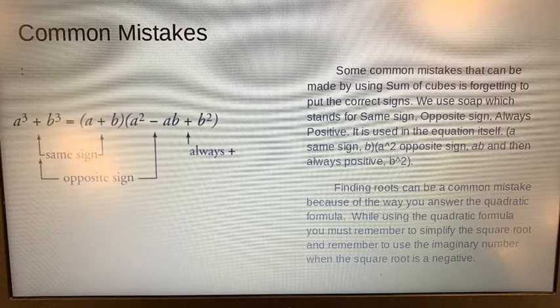Finding roots can be a common mistake because of the way you use the quadratic formula. While using the quadratic formula, you must remember to simplify the square root and remember to add in the imaginary number when the square root is negative, the imaginary number being i.